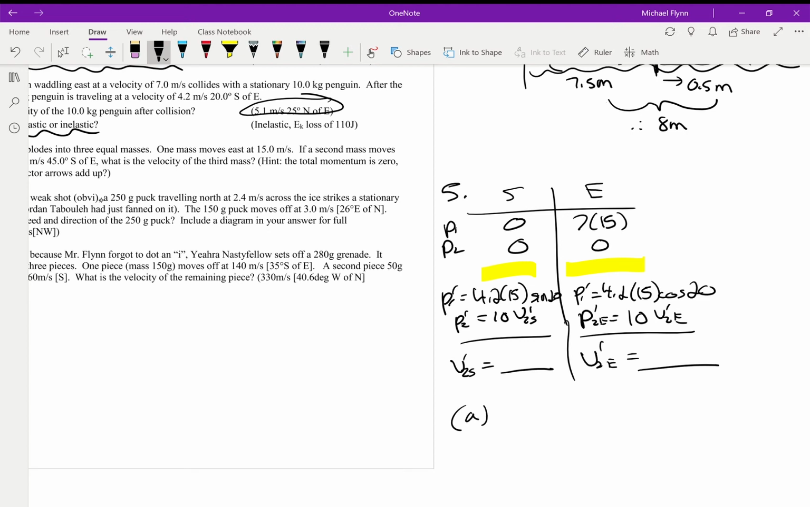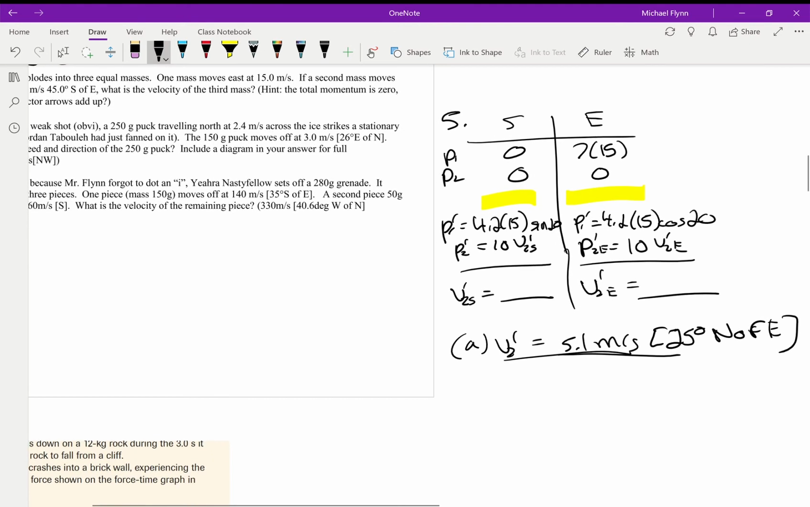So for A, you get your answer and you find V2 prime, whatever it is. And let's say the answer is 5.1 meters per second, and it's 25 degrees north of east. Okay, so now here's the deal. What about question B? Is it elastic or not? Well, let's find the EK before.